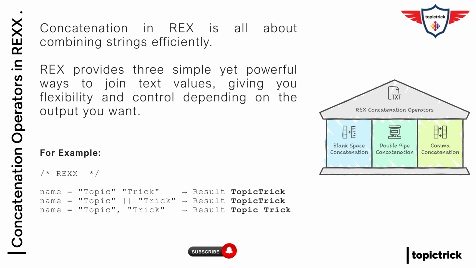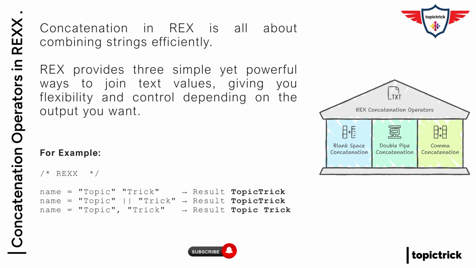Now, if you want to be more explicit, you can use the double pipe symbol, written as name equals topic trick. This also gives you Topictrick. But the double pipe operator is more predictable when expressions get complex, so it's great for clarity and readability.